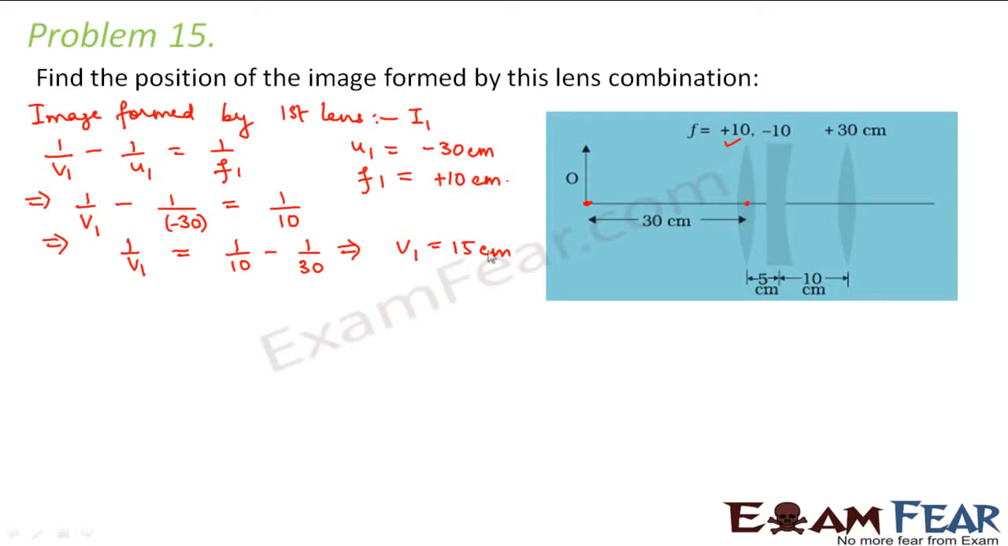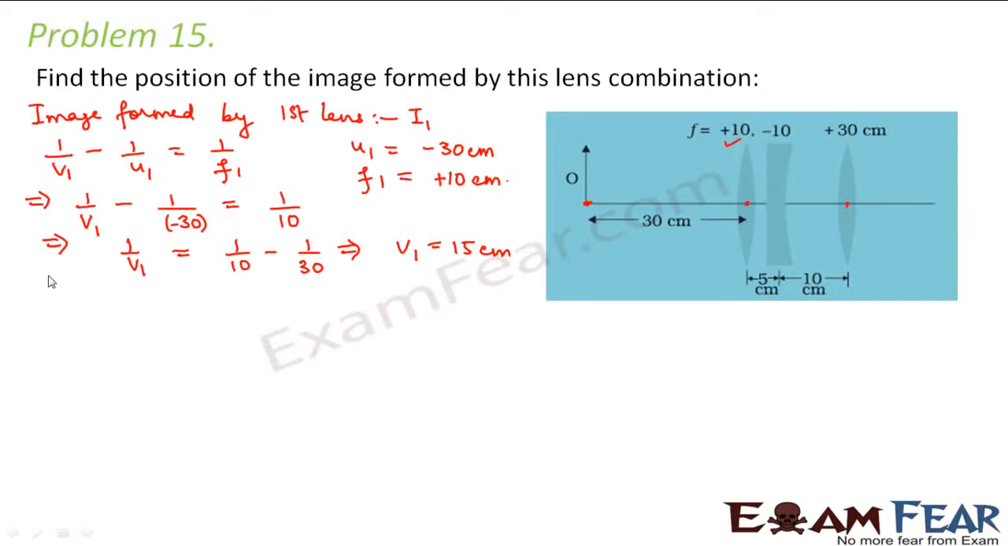Right? So the image I1 is formed at a distance of 15 centimeters from this lens. So that means where is I1? I1 is situated somewhere here.